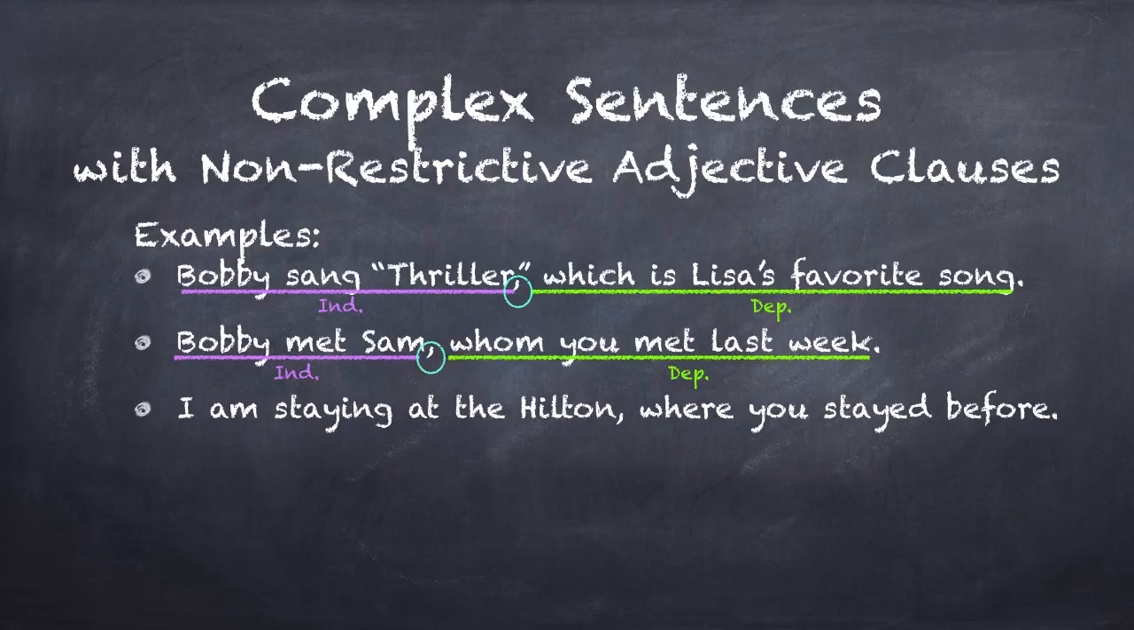We could also say, I am staying at the Hilton, where you stayed before. I am staying at the Hilton is an independent clause. The Hilton is a specific name. We know exactly which hotel the person stayed at. We don't need any additional information. We may choose to give additional information in a dependent clause, where you stayed before. Again, this is a non-restrictive adjective clause, so we use a comma.